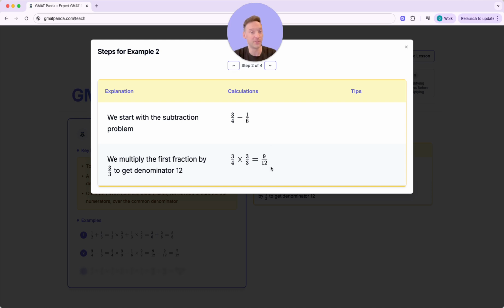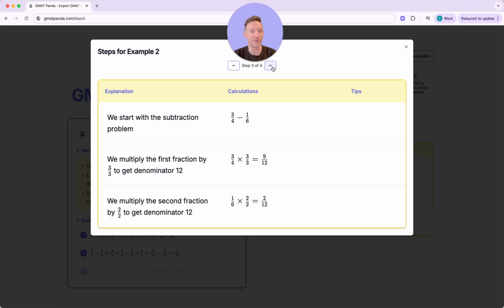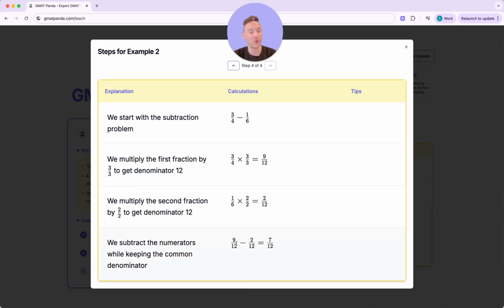To get 9 over 12. And then for the second one, we need to multiply top and bottom by 2 to get 2 over 12. And now we can subtract one from the other. So we keep the same denominator as is, and we do 9 minus 2 in the numerator to get 7 over 12.